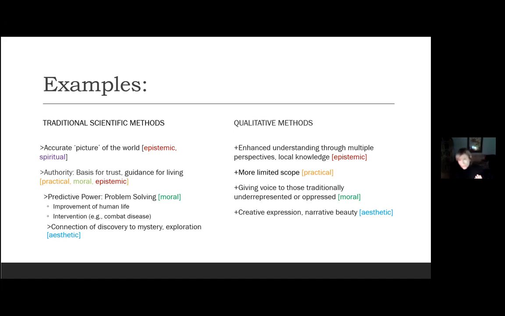Qualitative methods, on the other hand, also have epistemic value, for example enhanced understanding through multiple perspectives and deep local knowledge. They may have practical values like more limited scope, and moral values, of course, like giving a voice to those who are traditionally underrepresented or oppressed, and the aesthetic value of creative expression, narrative beauty, and so on. But again, no one tradition has a monopoly on any one of these categories.